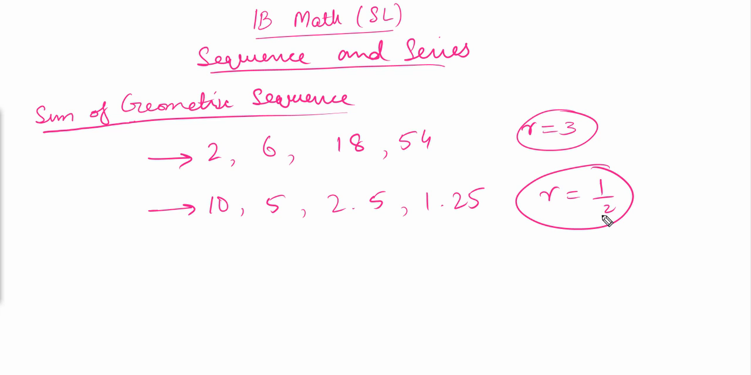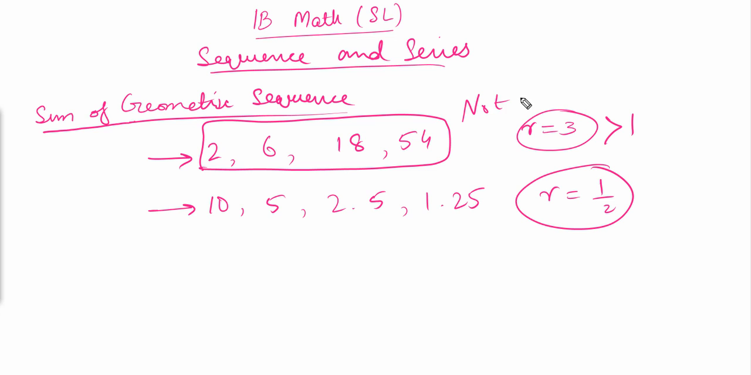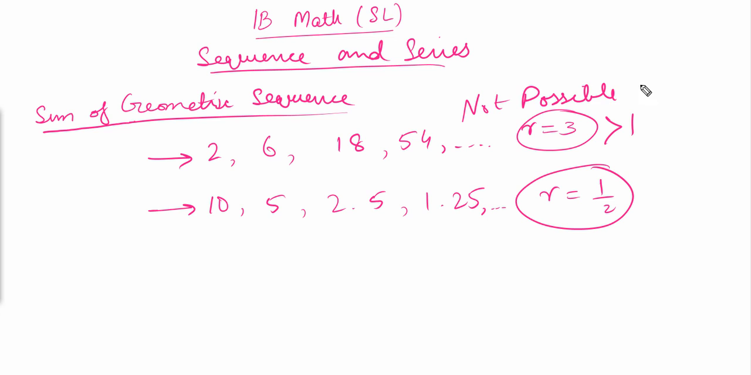So for the sequence whose common ratio is greater than 1, the sum will be infinite if the sequence goes to infinity. So the sum of this sequence is not possible if it is an infinite sequence. I'll write dot dot dot to represent that this is an infinite sequence. This is also an infinite sequence. So the sum of this will not be possible because it will be equal to infinity.